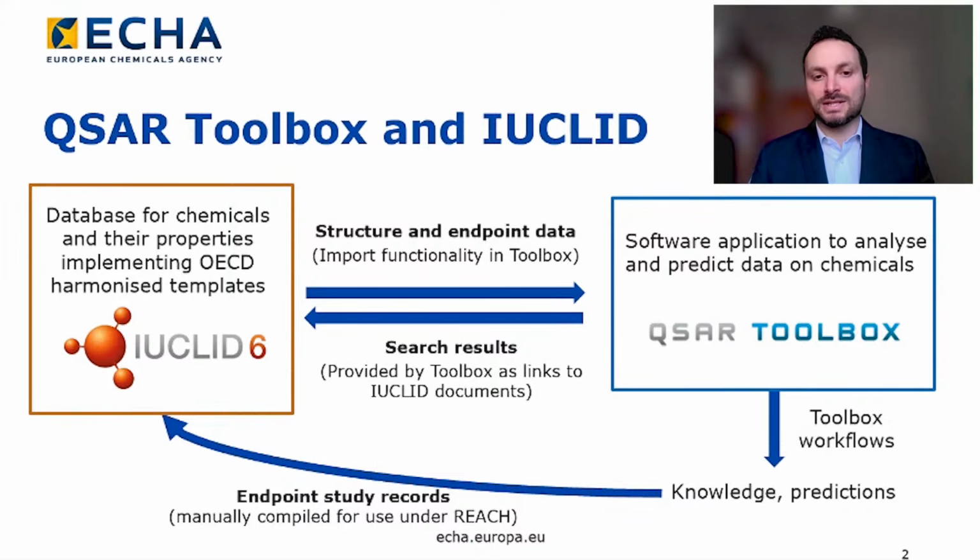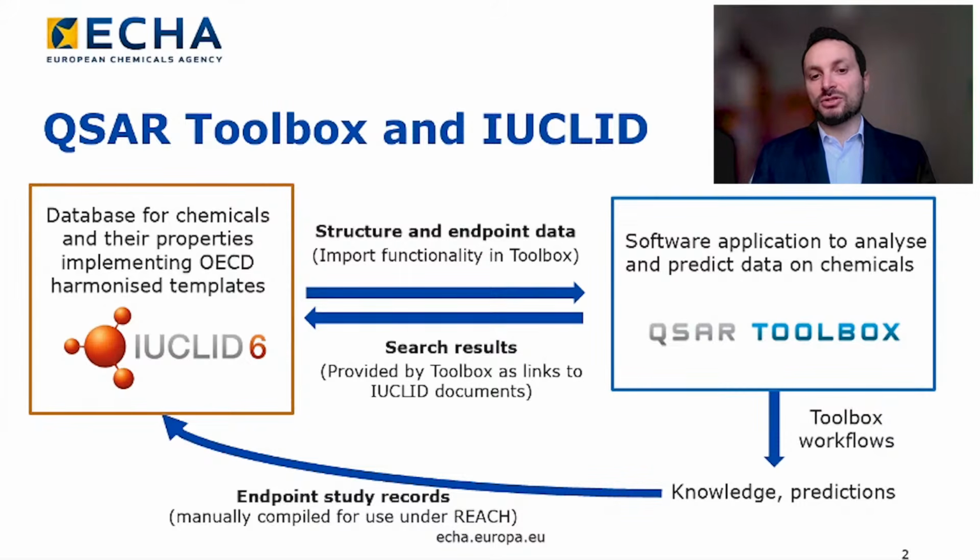What the plugin does is that it allows the import of structure and endpoint data from Euclid to the Qsr Toolbox. When the data is in the Qsr Toolbox, they can be, for example, searched, and then the search results are provided by Toolbox also as links to the Euclid documents in case you want to go back to your Euclid source. But then you can also run all other functionalities of Toolbox and its workflows to generate knowledge and predictions. And also this information can then be imported in Euclid as endpoint study records.